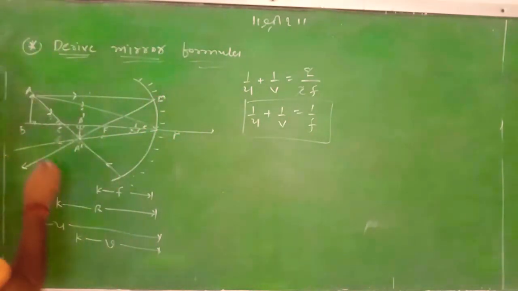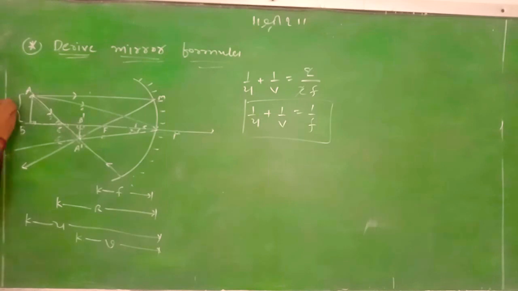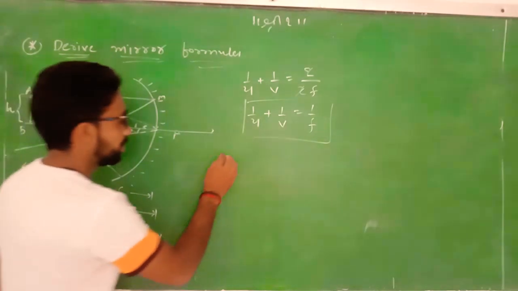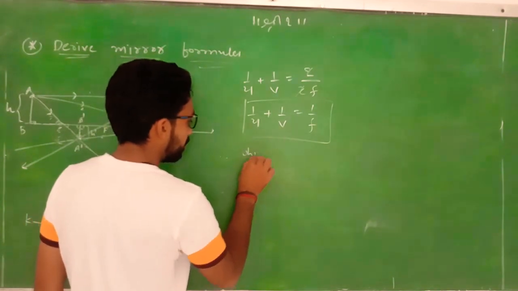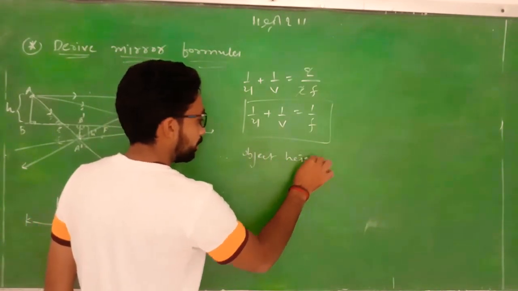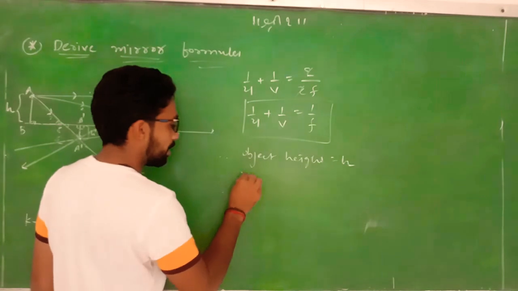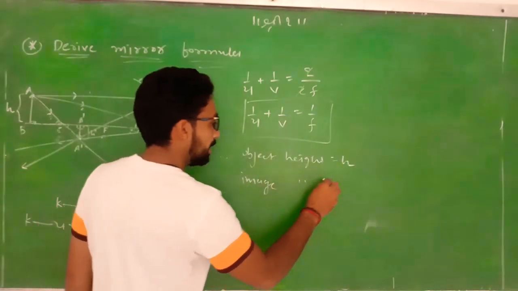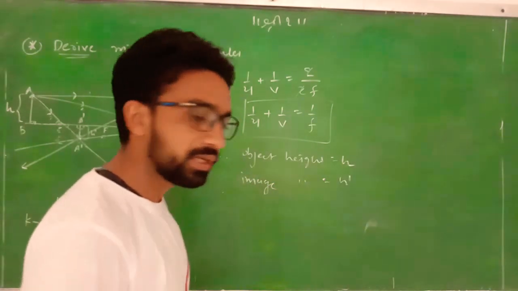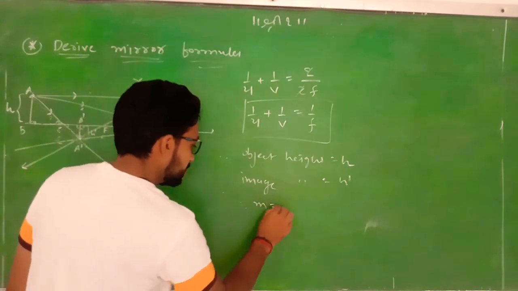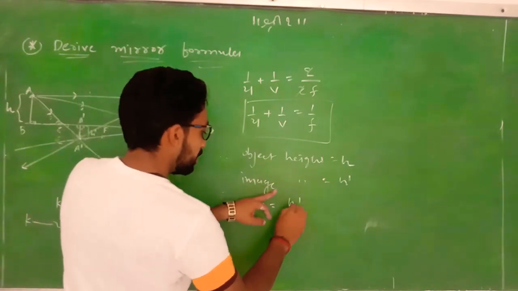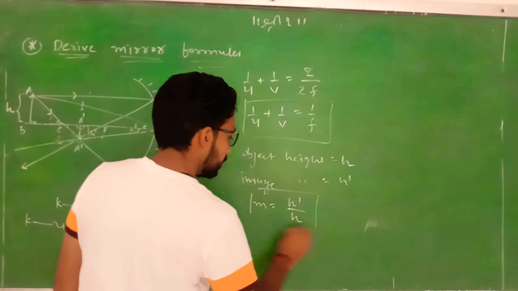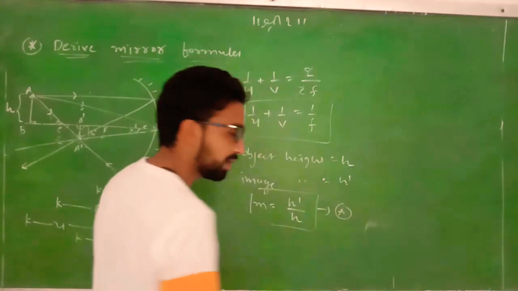For that, consider this image: object height is h and image height is h dash. We have learned in 10th standard that magnification is the ratio of the image height divided by the object height. Remember this equation. This is the star equation.